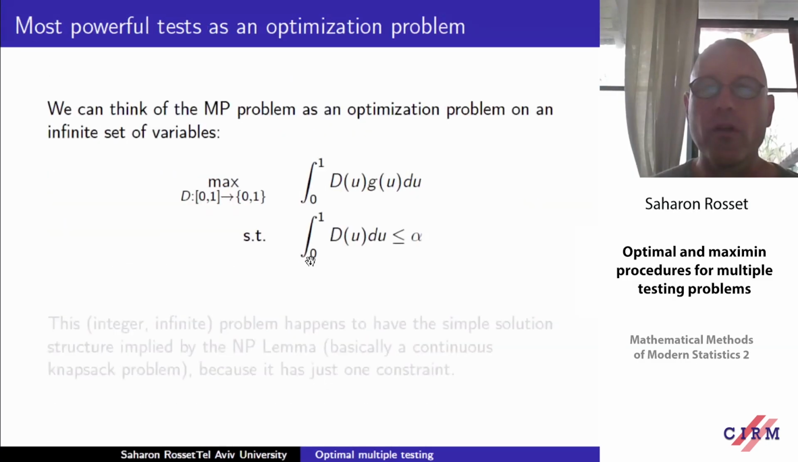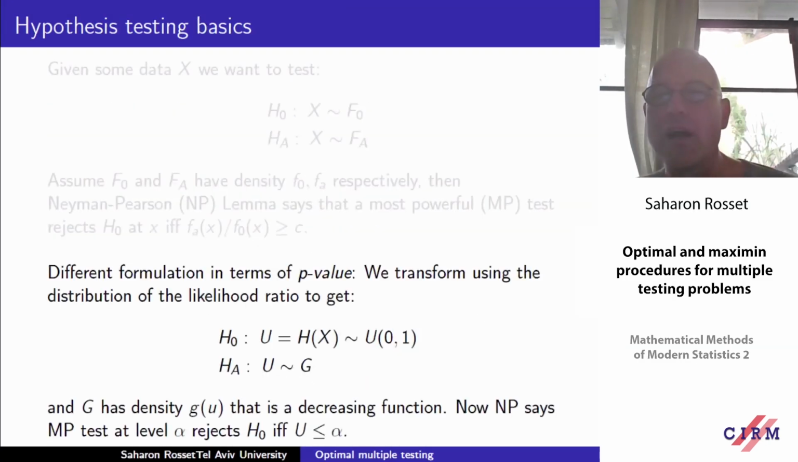And we can reformulate this problem in terms of p-values, which is going to be convenient for us. To do that, we simply transform X using the cumulative distribution of the likelihood ratio under the null. Under the null, this transformation gives us a random variable with the uniform 0-1 distribution.